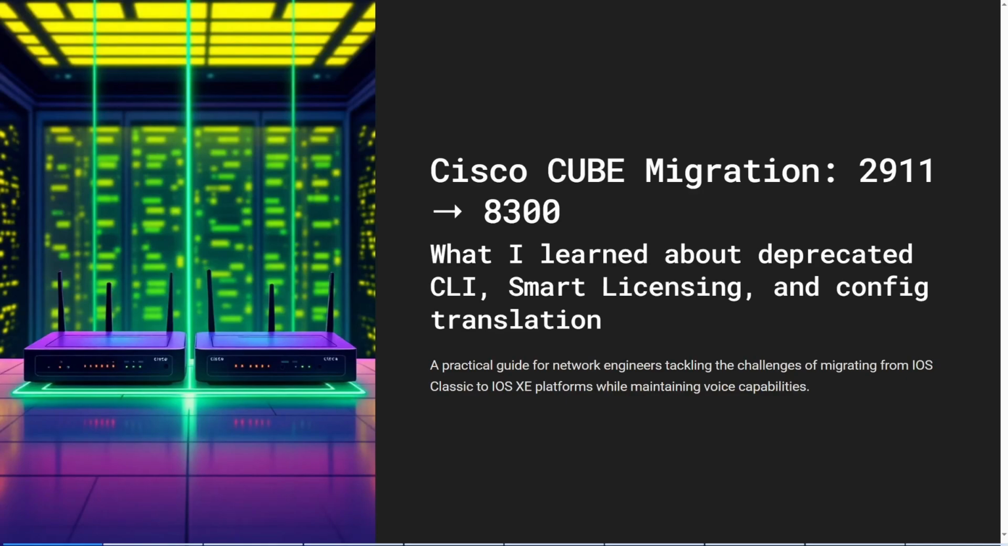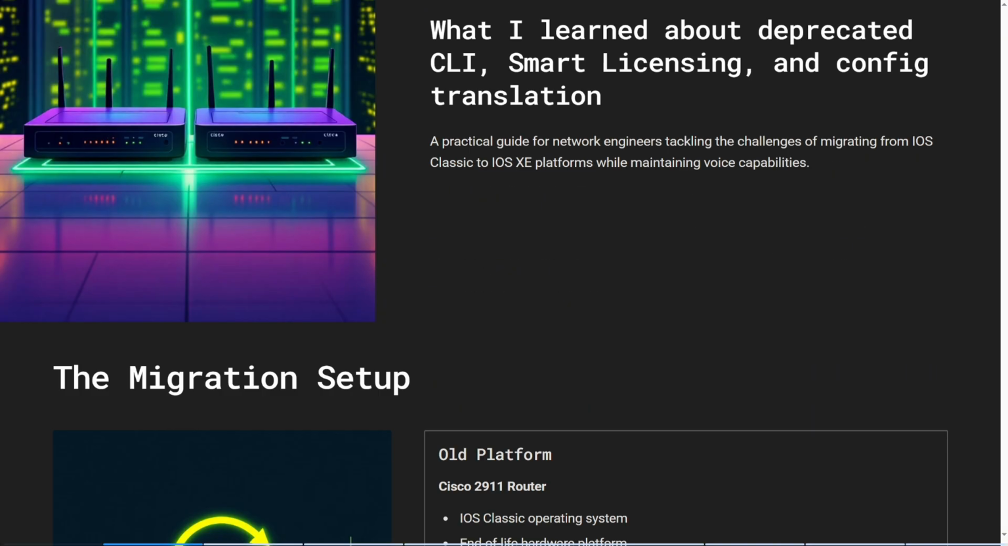Have you ever tried migrating a working Cisco 2911 cube over to one of the newer Cisco 8300 cubes? I just went through it and let me tell you, a lot has changed. From deprecated commands to smart licensing headaches, it wasn't as simple as copy and paste. In this video, I'll walk you through what I encountered, what tripped me up, and what you should look out for if you're planning migrations like this.